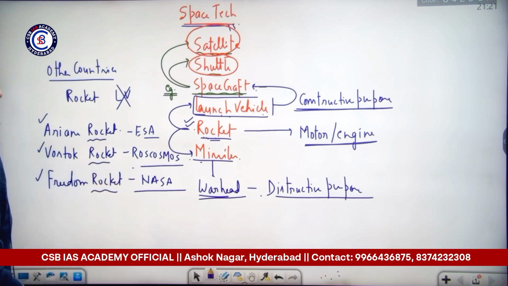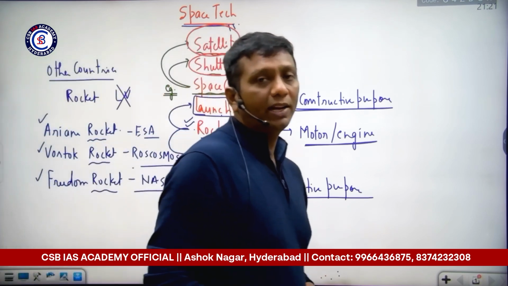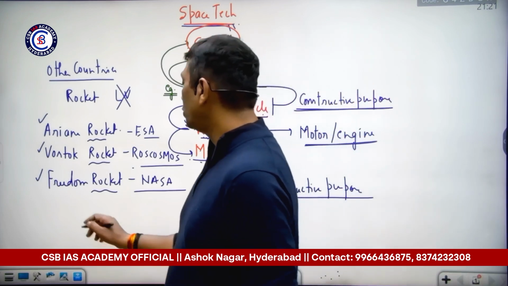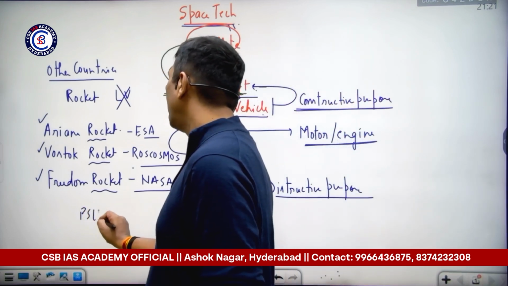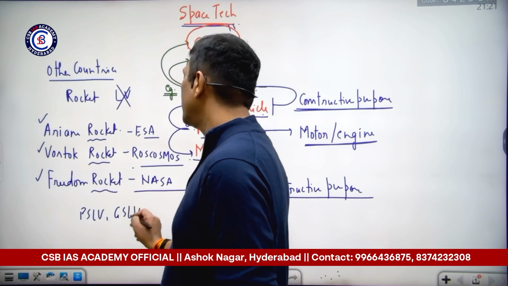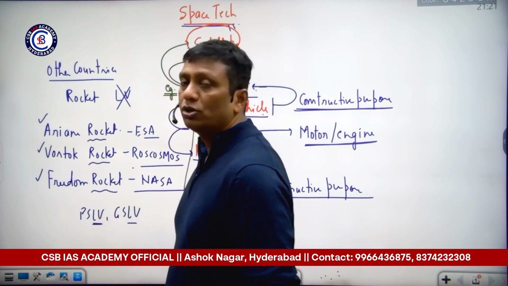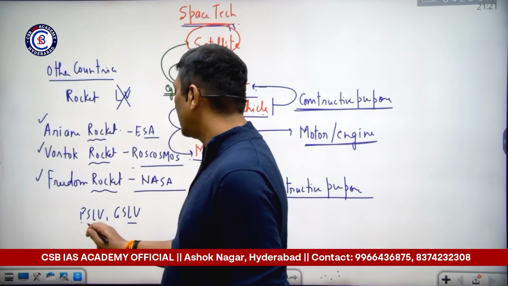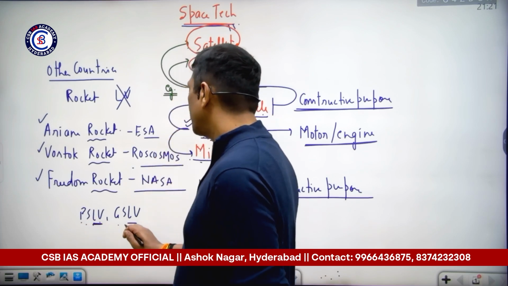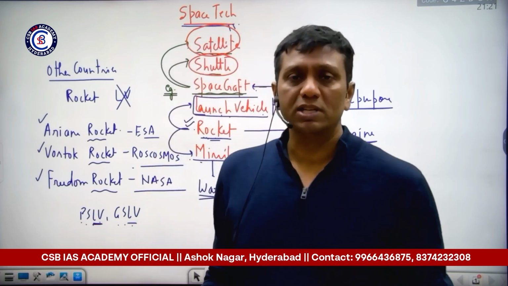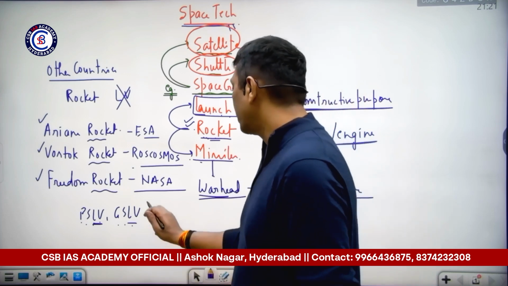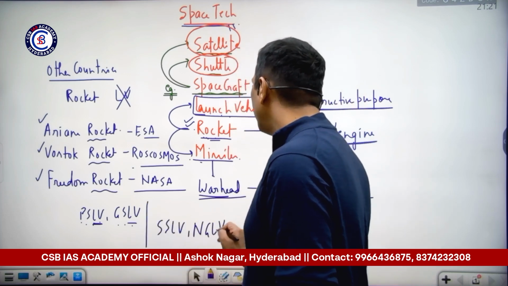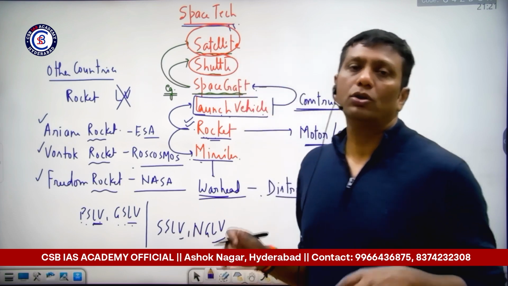But whenever India launches its own satellites with the help of its own launch vehicle, you will hear words like PSLV, GSLV. We prefer the term launch vehicle; generally, we do not use the term rockets. PSLV is the Polar Satellite Launch Vehicle, and GSLV is the Geosynchronous Satellite Launch Vehicle. Some more miscellaneous types of launch vehicles you will hear in the coming discussion, like SSLV and NGLV. But everywhere we use the term launch vehicle.